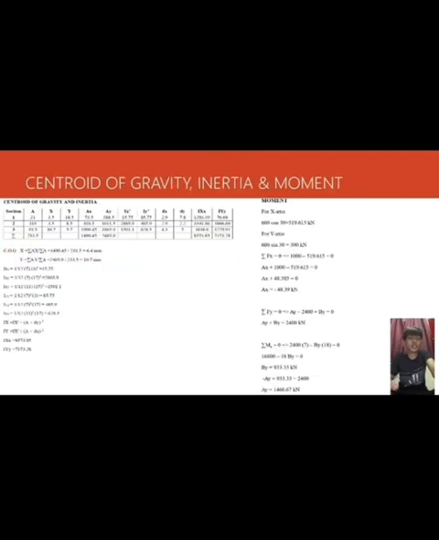For the third slide, centroid of gravity. As you can see in the table, we have 3 sections. For the centroid of gravity, for the x-axis we have 6.5 mm, and for the y-axis we have 10.7 mm. At the bottom is how I calculate the moment of inertia. And on the right side, as you can see, is the formula that I use for the moment.